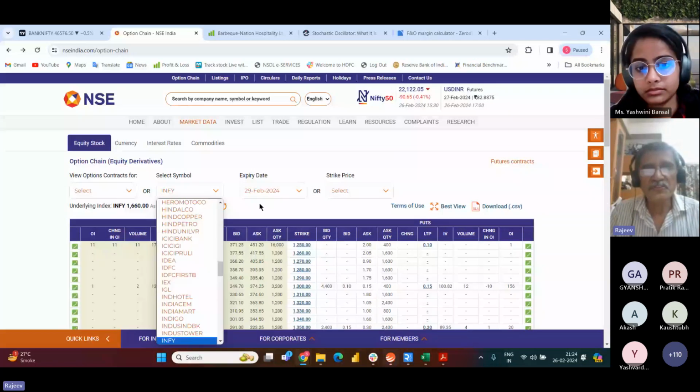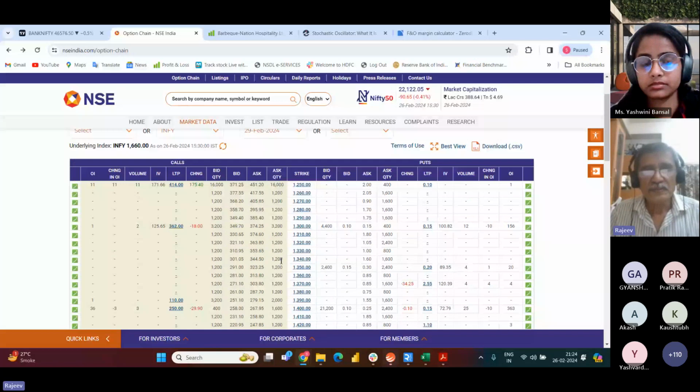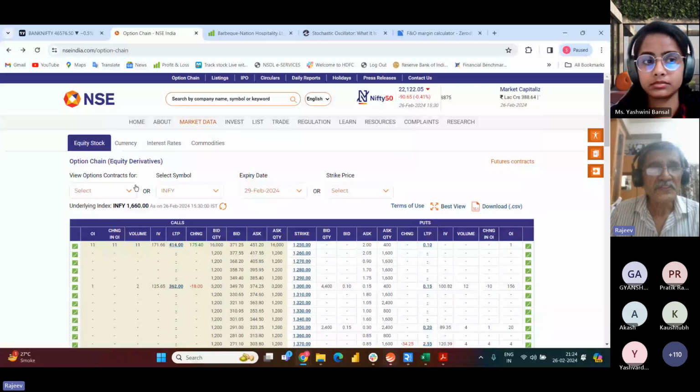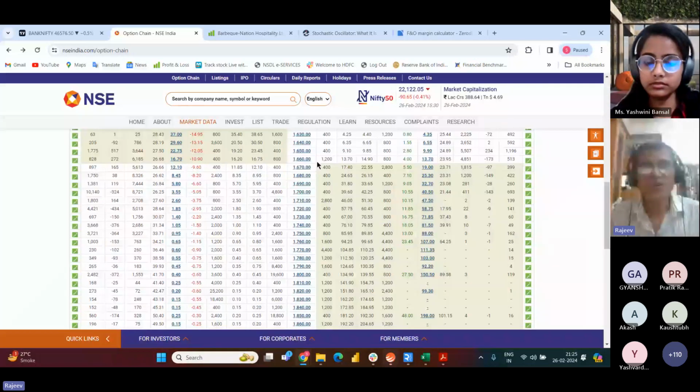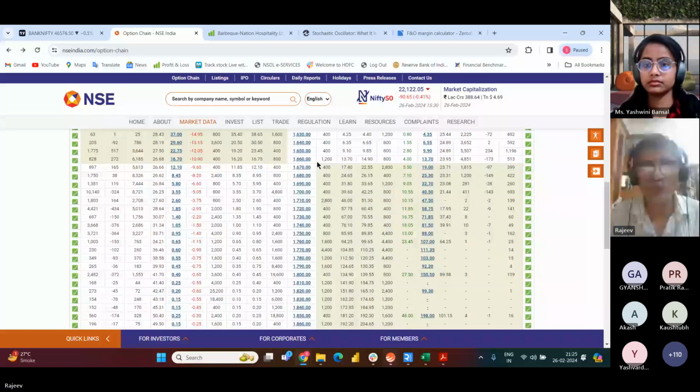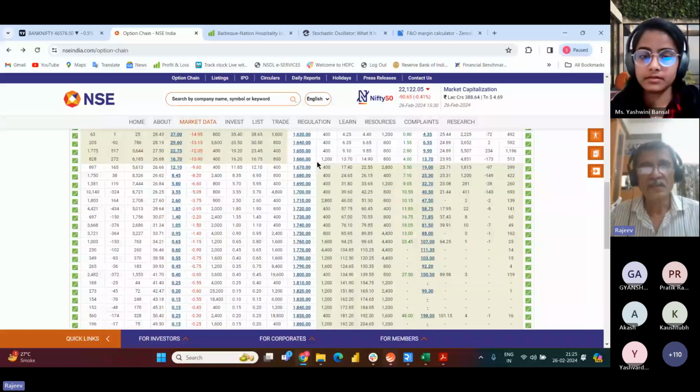So it is giving me the option chain, and today the actual price has risen to 1660, and I can actually sell or buy these contracts 1650, 1660, 1670. Depending upon your view, you can buy that option also for Infosys. So that's how you enter into different instruments in futures and options.